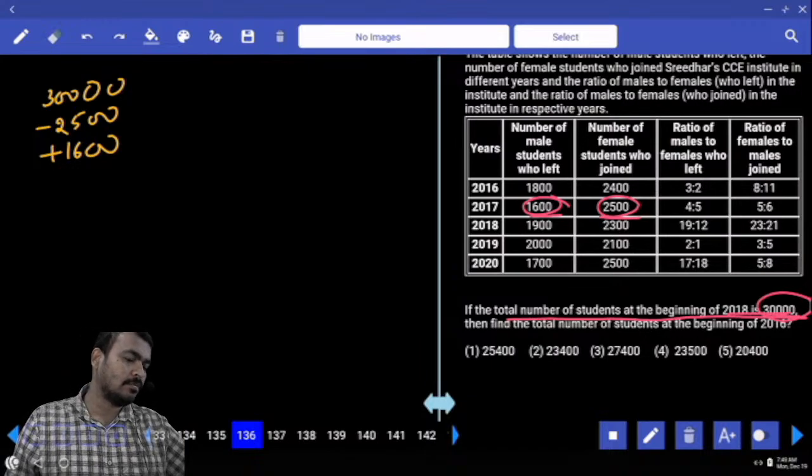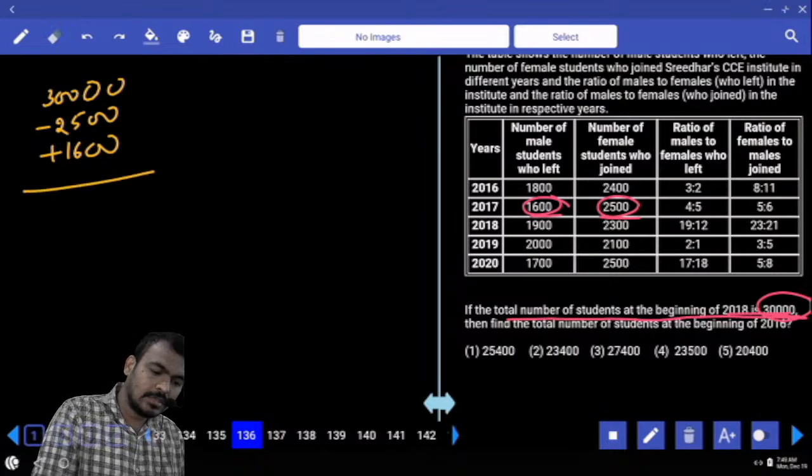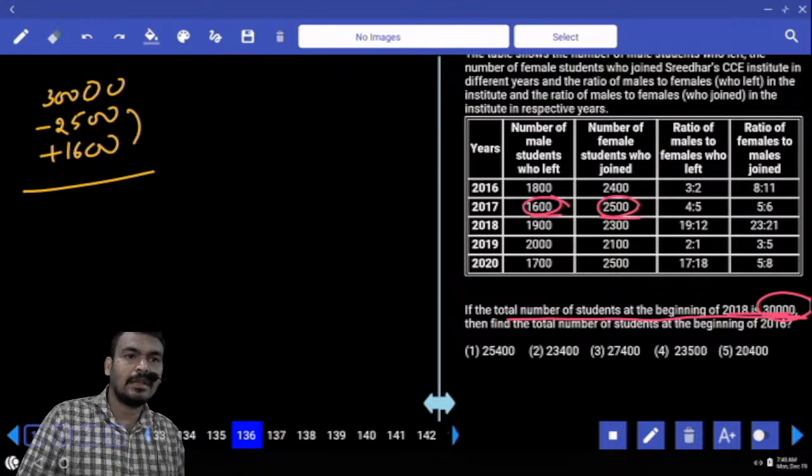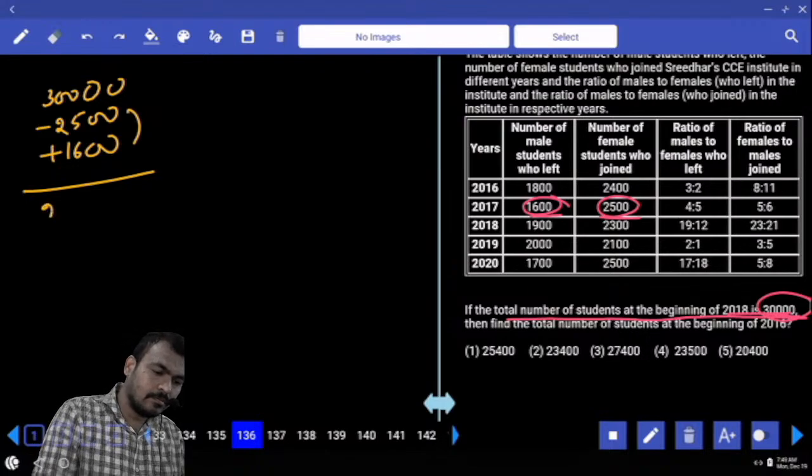First 30,000 minus 2,500 plus 1,600. What is the difference here? Minus 900. Minus 900, 30,000. What is the difference? 30,000 minus 900, 29,100.